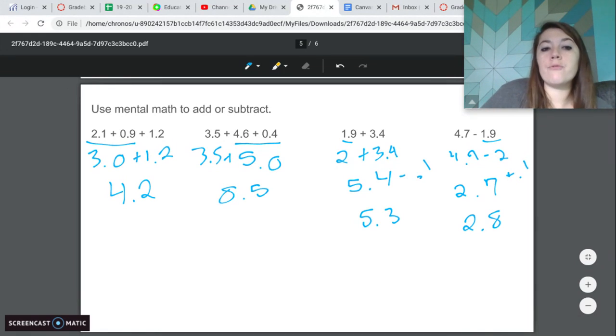All right, your keyword for this lesson is mental. Mental is your keyword for this lesson since we are using mental math.